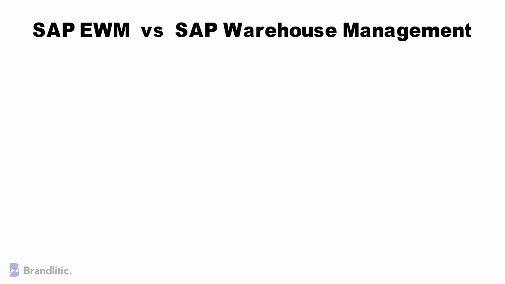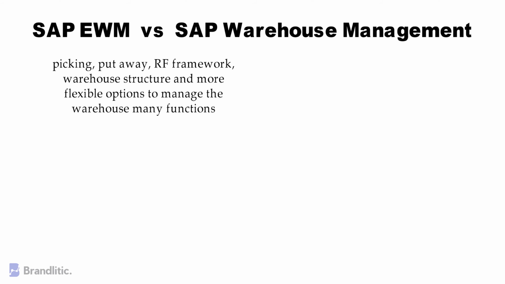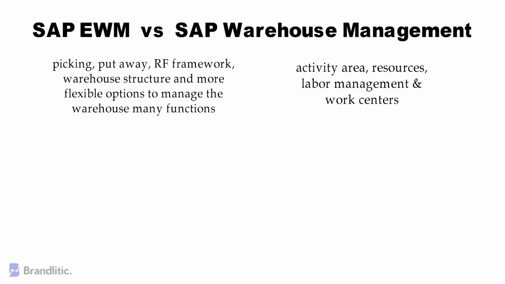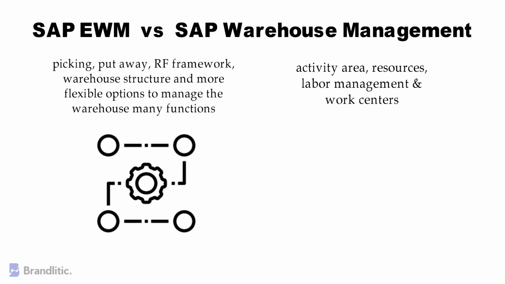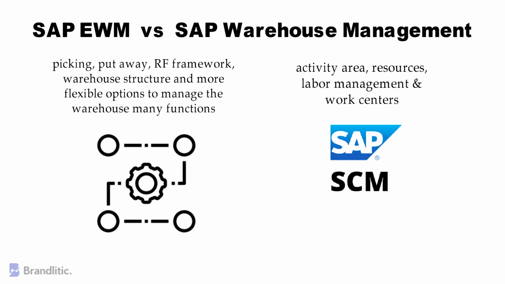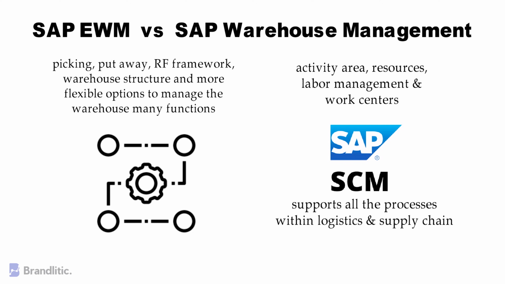Next, we must note that SAP EWM is also different from SAP Warehouse Management. And while they both seem similar in some sense, SAP EWM provides more features like picking, put away, RF framework, warehouse structure, and more flexible options to manage many functions of the warehouse. Also, we can create new elements like activity area, resources, labor management, and work centers in SAP EWM which are not available in SAP WM. In all, we can say that SAP EWM provides a more robust solution to manage warehouse functions in an organization. It is also part of SAP Supply Chain Management and also supports all processes within the logistics and supply chain.